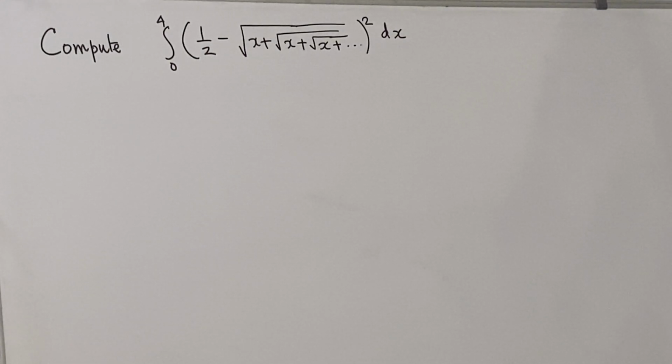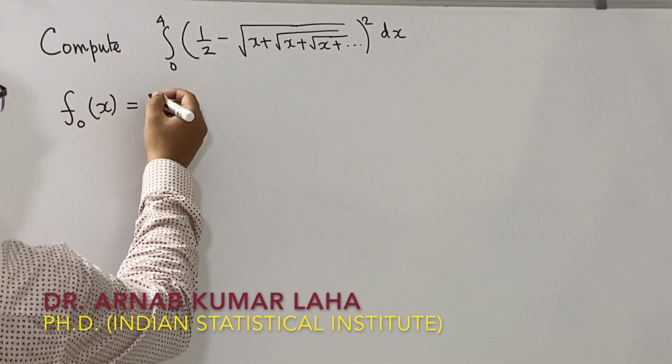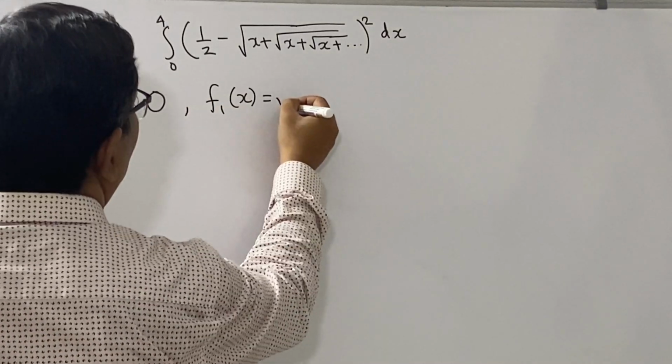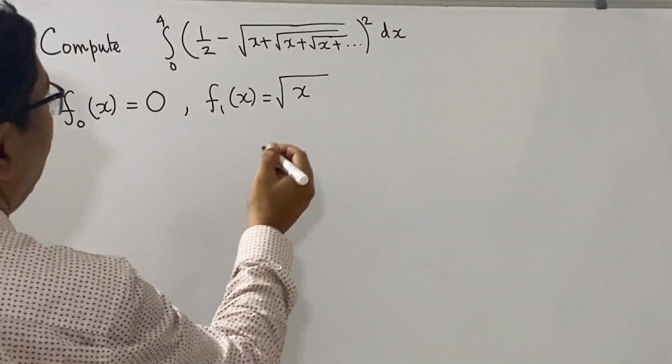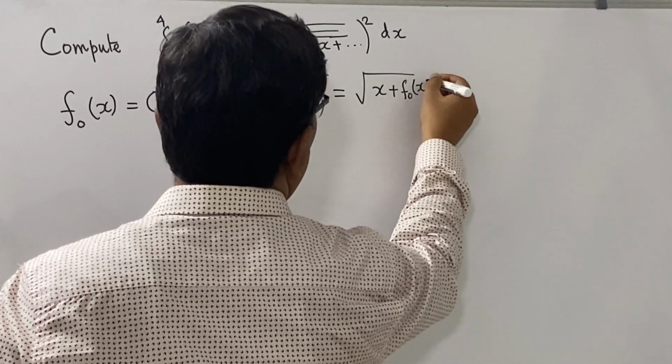In this edition, we are going to compute this integral. So the first task will be to see to what function it converges, and subsequently we will try to evaluate this limit. Let us define a sequence of functions. The first one is f0(x), which is identically 0 on this interval 0 to 4. f1(x) is root x, and we will write this as root of x plus f0(x).